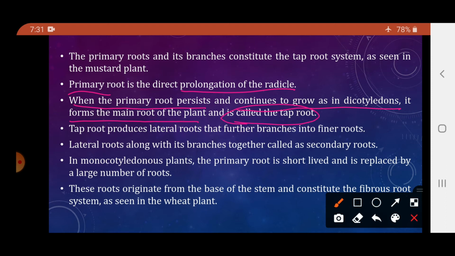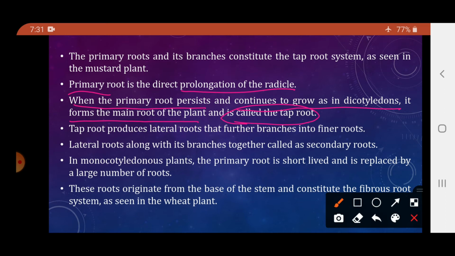So in dicot, primary root persists, यानी वो permanent होता है, it is lifelong and this will form the main root of the plant. Such roots are called as the taproot. कोई प्लांट ऐसे होते हैं कि प्राइमरी रूट बनता है, लेकिन ये प्राइमरी रूट कैसे होते हैं? शॉर्ट लिव्ड होते हैं. सो उसकी जगह पे नए रूट्स बनते हैं. But in dicots the primary roots persist and they are the main roots of the plant. So that is called as the taproot.